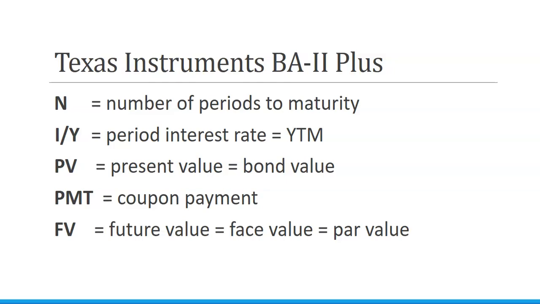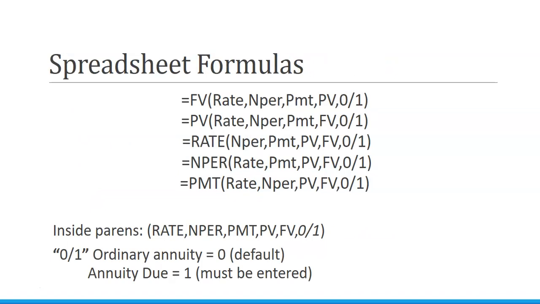In Excel, we use the same formulas that we used for chapter 4 and 5. So we're going to use future value, present value, rate, the number of periods, and the payment. We're also going to do a couple of extra bond calculations, but we'll see all of those formulas within this PowerPoint.